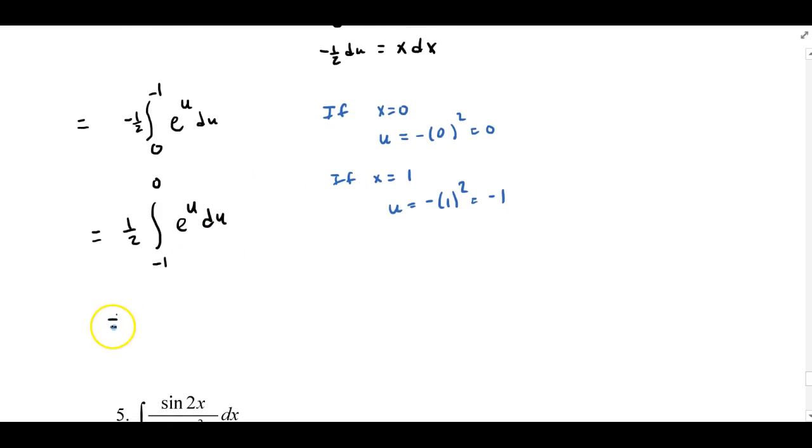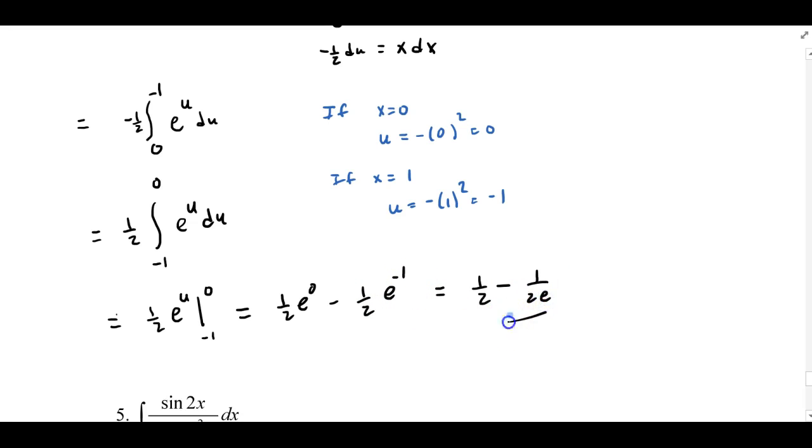And now this is going to be 1/2 of e to the u from negative 1 to 0, right? And that's going to be equal to 1/2 e to the 0 minus 1/2 e to the negative 1. So that's going to be simply, e to the 0 is 1, so we get 1/2 minus, e to the negative 1 is 1 over e, so 1 over 2e. And just leave it like that as an exact value.